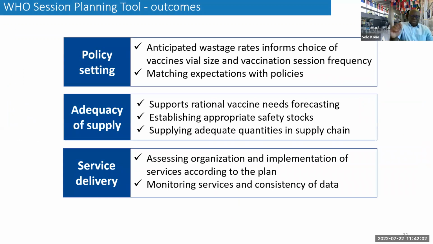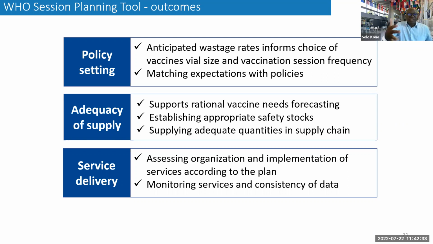So this is just the summary. As you can see, the tool is really providing outcomes in 3 areas. The first is policy setting: by the anticipated wastage rate, it informs the choice of vaccine vial size and vaccination session frequency, helping the facility match expectations with the policies.